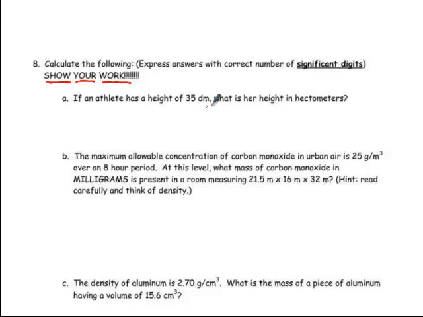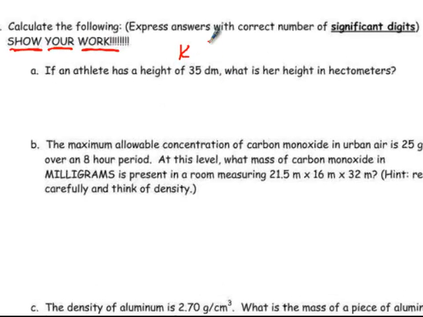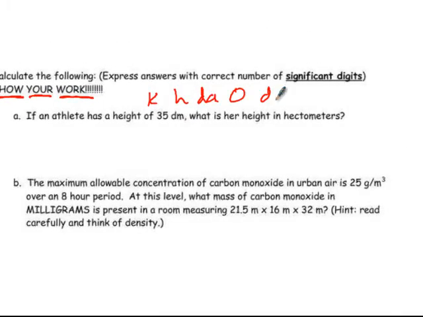Now this is just a metric conversion, so showing your work could be as simple as showing that you know the prefixes. We're going from decimeters to hectometers, so 1, 2, 3 spaces to the left, so the correct answer is 3 spaces to the left. 2 significant digits, so that's the right answer.